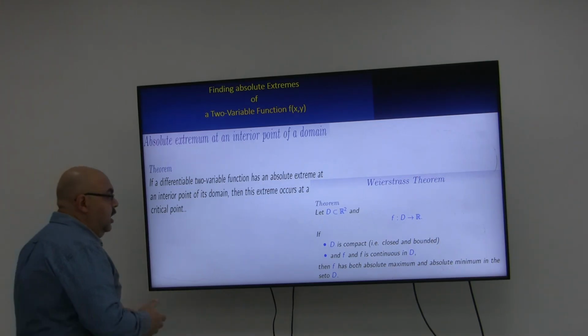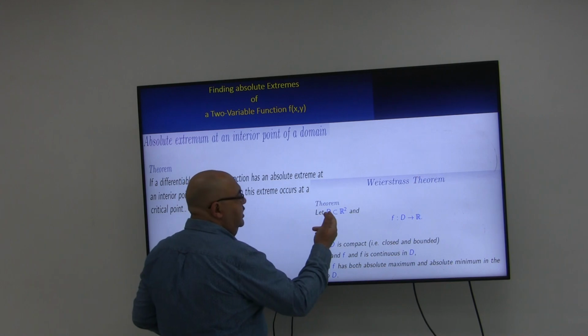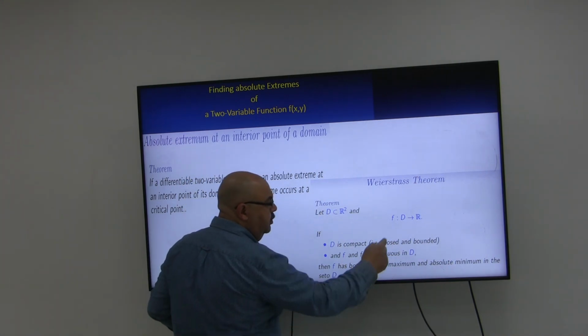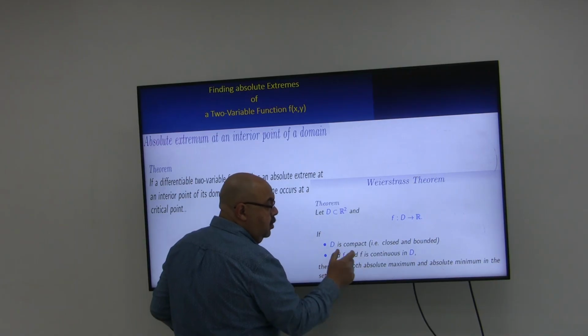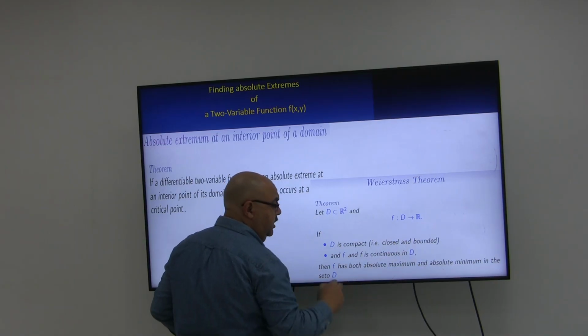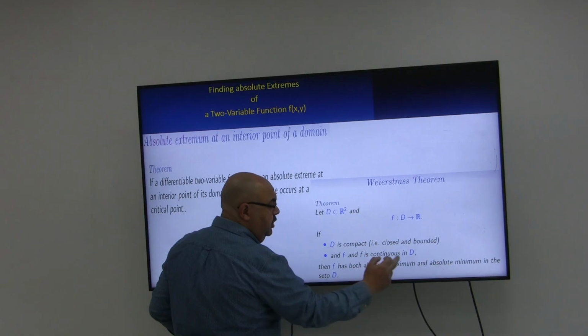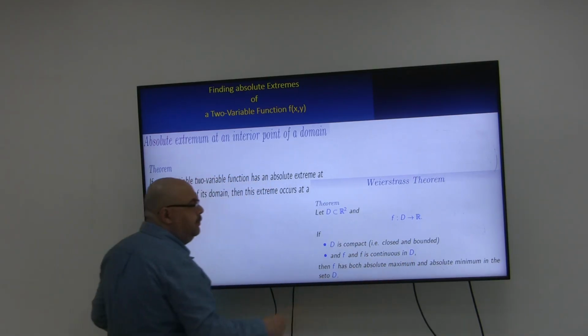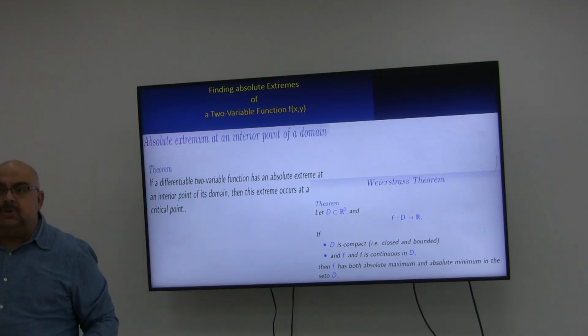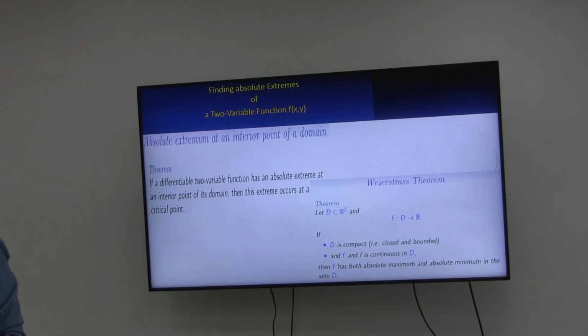So once more, the theorem: let the domain D be a subset of R2 and f be a function from D into R. D is compact. Compact means closed and bounded. And f is continuous in D. Then f has both an absolute maximum and an absolute minimum belonging to its domain.